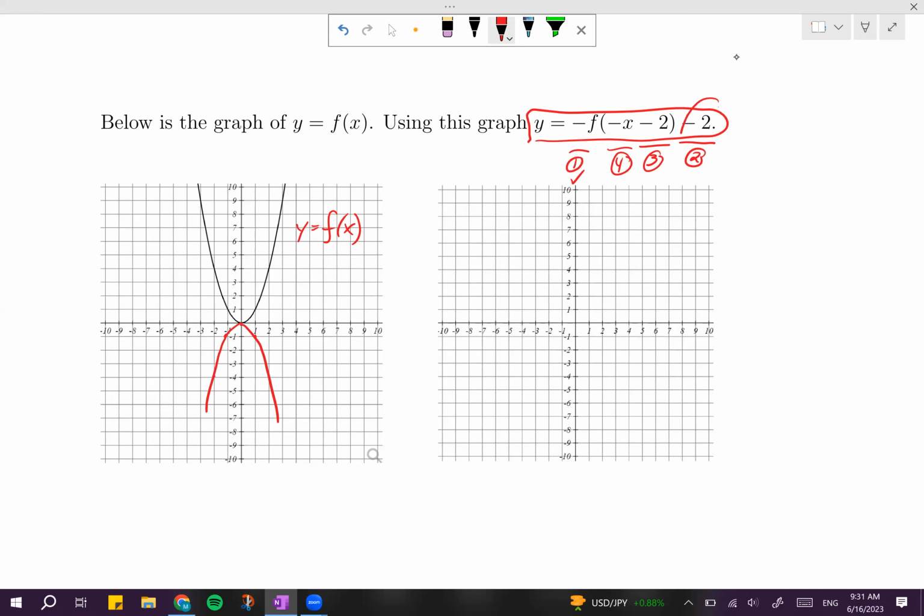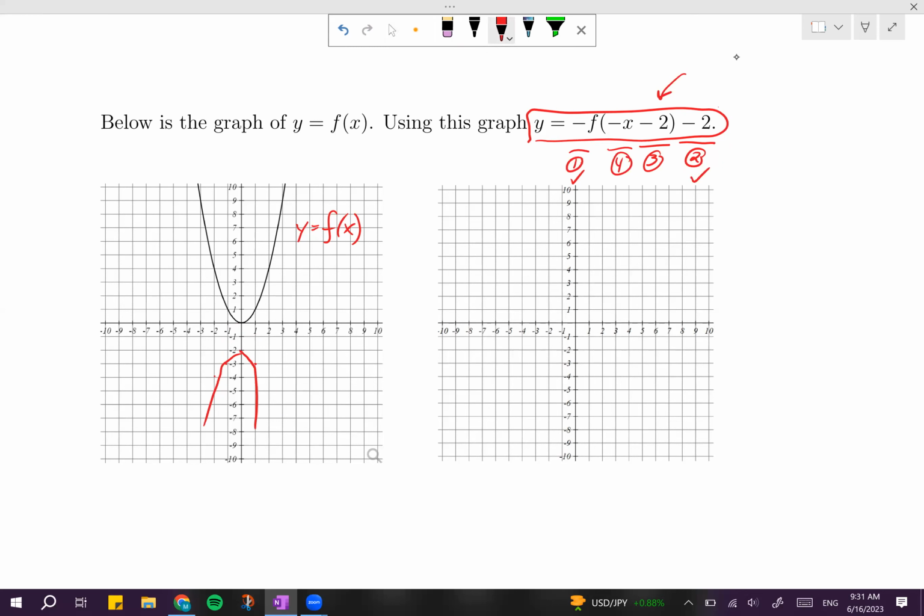This -2 right here, that's the second thing we're going to look at. That says take all of your points and move them down 2 units. So we're going to take all of them and move them down 2 units. So we're going to have something like this. All right. That takes care of that one.